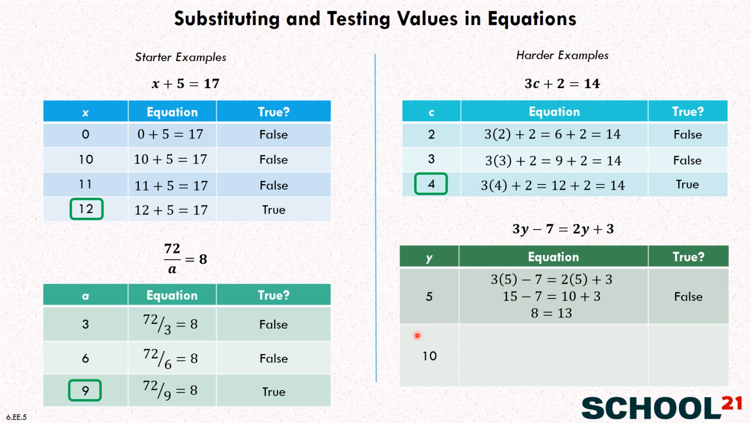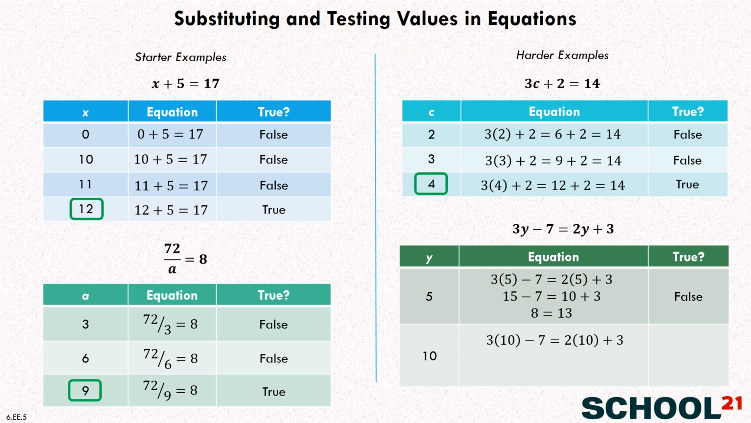All right, so we can try many other values. Didn't have a lot of space here, so I'm going to try one other value here. You can probably guess that this will end up being the correct answer, but to get to that correct answer, tell me what I should write right here. 3 times 10 minus 7 equals 2 times 10 plus 3. Like that? Yeah. Okay, great.